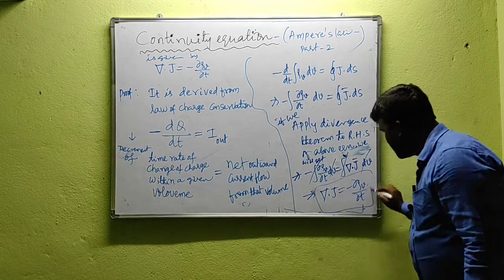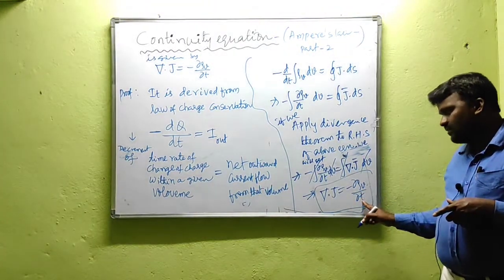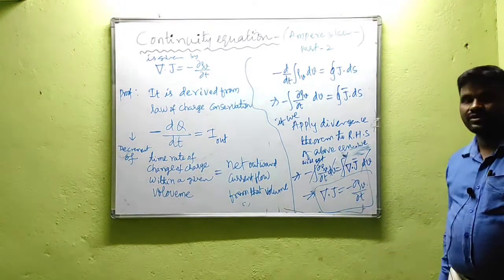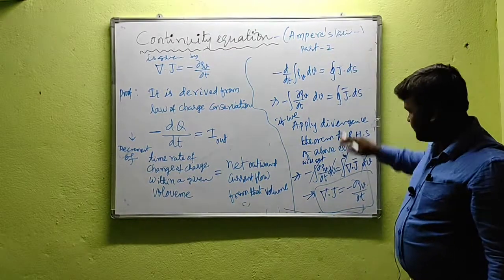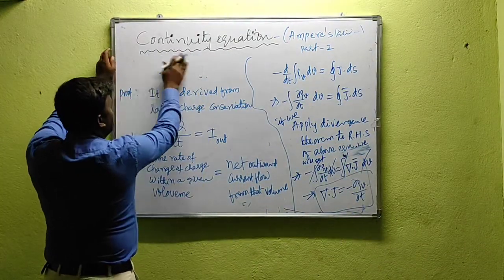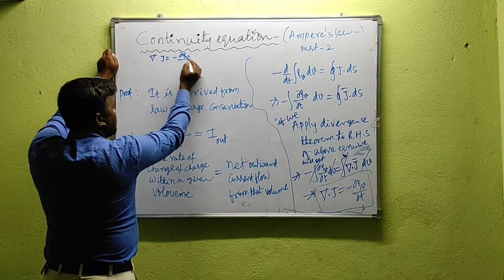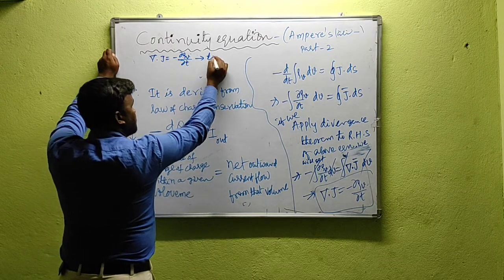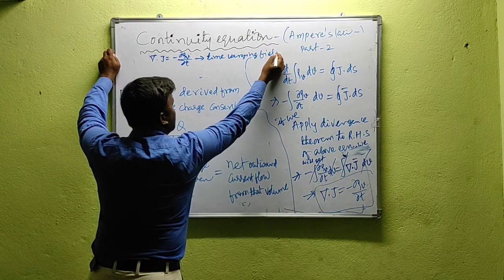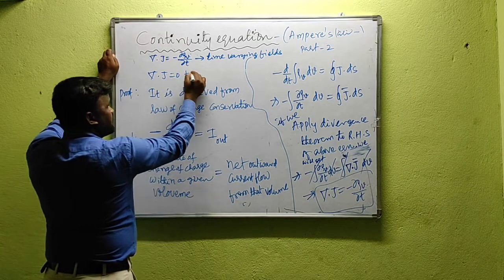Basically, for time varying fields, del dot J equals minus ∂ρv/∂t. If ρv does not vary with respect to time, it becomes 0. For static fields, del dot J equals 0. So del dot J is minus ∂ρv/∂t for time varying fields, and del dot J equals 0 for static fields.